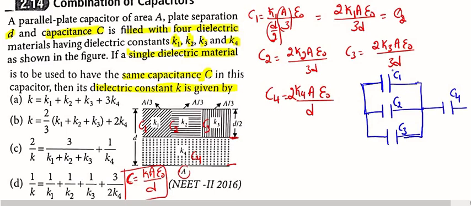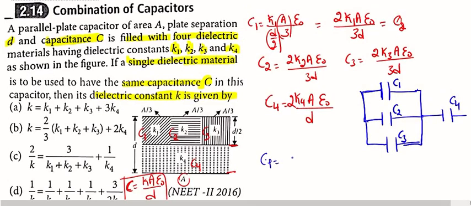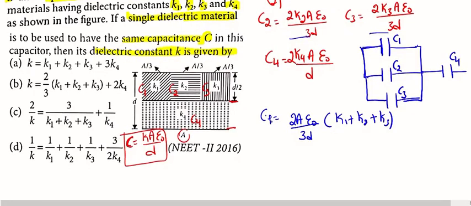For parallel connection, CP is equal to C1 plus C2 plus C3. What is common in all of them? 2A epsilon naught divided by 3D is common. What remains is K1 plus K2 plus K3. This is CP, the parallel combination. The whole group becomes one capacitor.